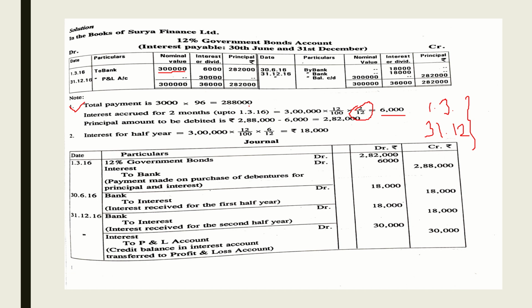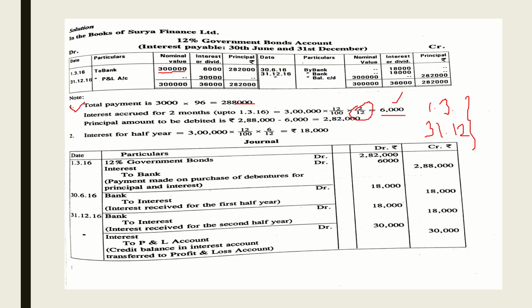But in this case, 2 months interest is shown in the interest or dividend column. Okay, 2 months interest is already shown. So in the principal column, we have to record an amount which is reduced by this interest. That means 2,88,000 minus the amount of interest, 2,88,000 minus 6,000 comes to 2,82,000. This should be shown on the principal column. So this is the main adjustment at the time of cum interest purchase.